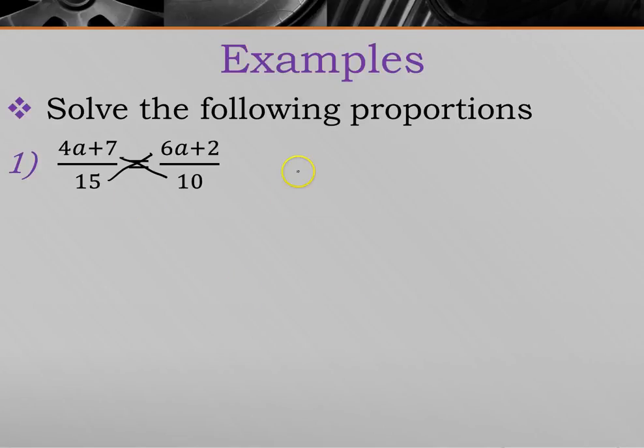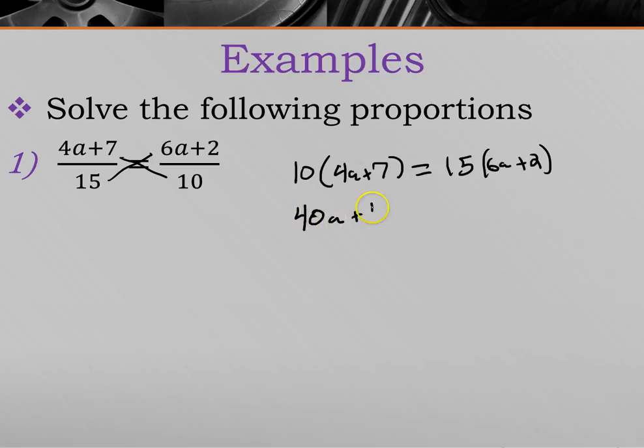Okay, so when you cross multiply, you should have 10 times (4a plus 7) equals 15 times (6a plus 2). So you distribute and get 40a plus 70 equals 90a plus 30. When you rearrange and solve, you will eventually get from that equation a equals 4/5, or 0.8.